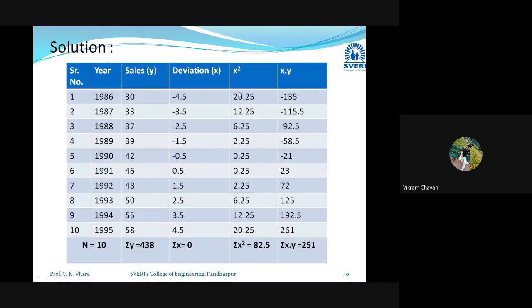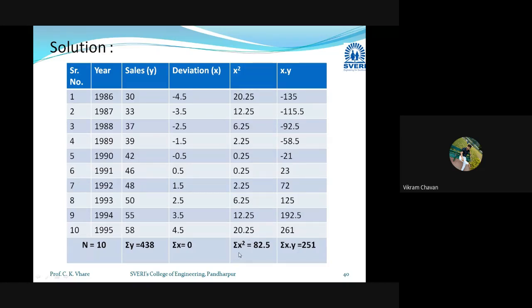Then we have to find the square of that particular deviation for the particular year. So the square of minus 4.5 becomes 20.25. Square of minus 3.5 is 12.25. Square of minus 2.5 becomes 6.25. Square of minus 1.5 becomes 2.25. Square of minus 0.5 becomes 0.25. Square of 0.5 becomes 0.25. Okay, so the same values will repeat once again in the downward direction. Do it, everyone.